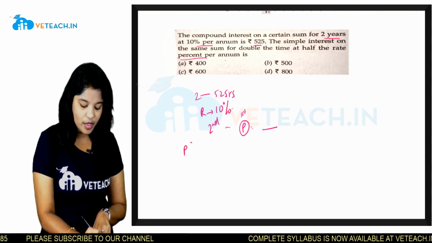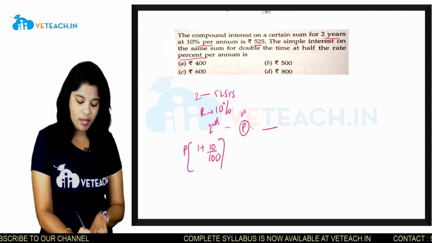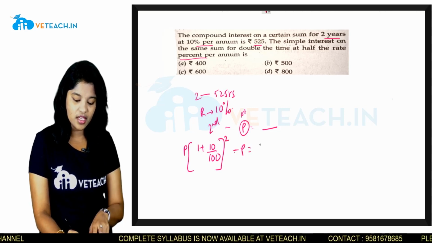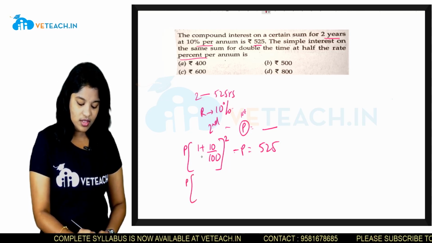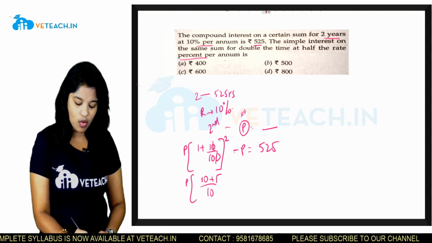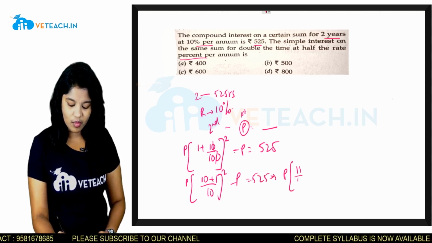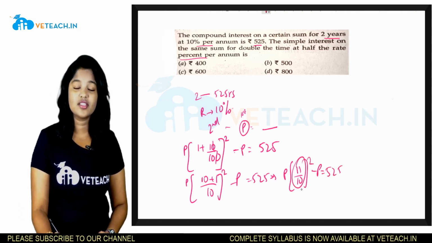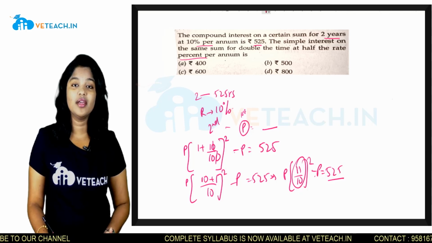So the amount will be P into 1 plus R by 100, where R is 10%, so 10 by 100, whole power N. N is the number of years, that is 2, minus P gives us the interest, that is 525 rupees. So P into 1 plus 1 by 10, that is 11 by 10, whole square, minus P is equal to 525. Here we have to calculate the squares, take the LCM, and subtract the fraction part from 525. It is becoming complicated.